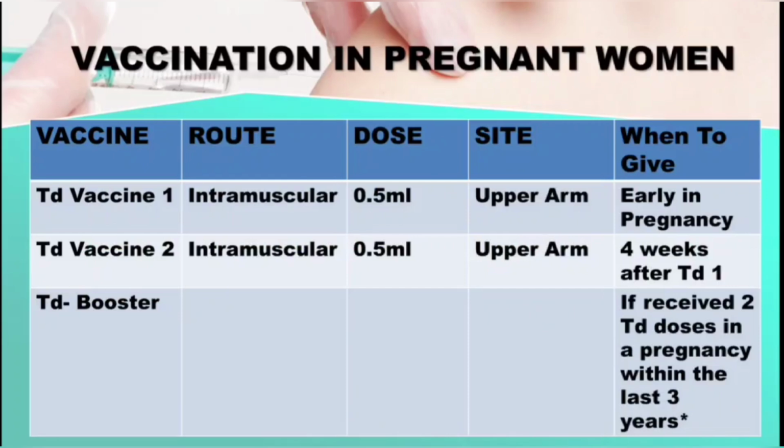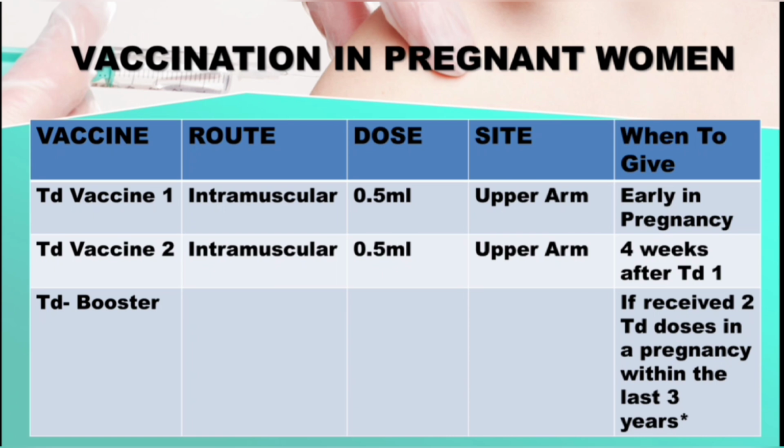Now coming to the vaccination in pregnant women. Whenever we are vaccinating pregnant women, according to the recent national immunization schedule, the vaccine is TD, not only TT. The vaccine is tetanus and diphtheria vaccine, which is given intramuscularly, 0.5 ml, upper arm. It is given in early pregnancy, at the end of the first trimester, like the 3rd month or 4th month of pregnancy.